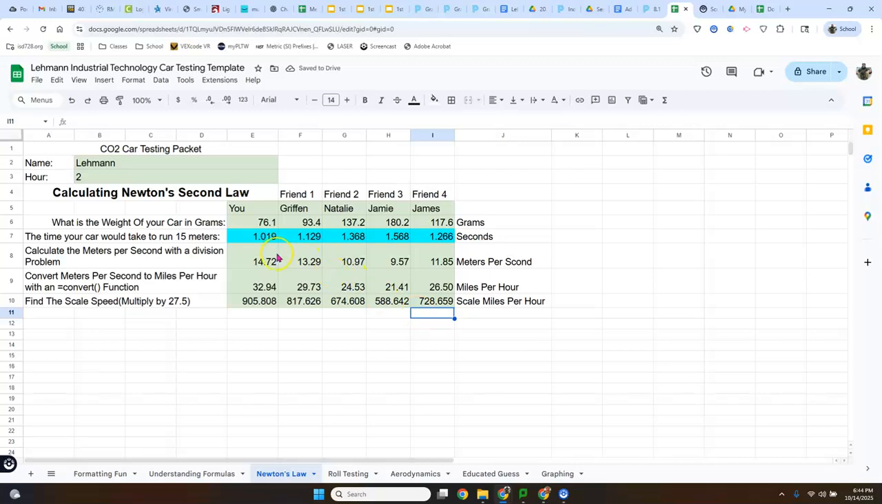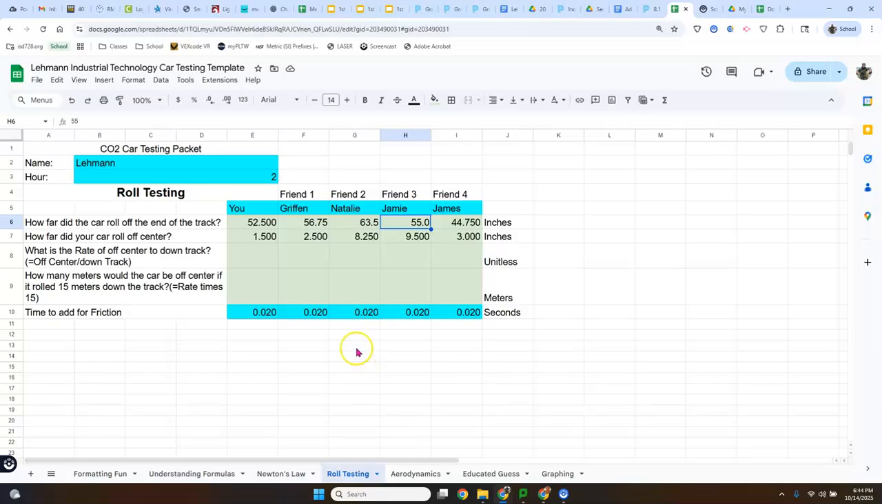Now we're done with calculating the Newton's law. The next thing we're going to do is go into roll testing. In roll testing, the first question it asks is to do a division problem for the off-center versus the down the track. So we're going equals, and then we're going to do E7, and then we're going to have it divided by E6.